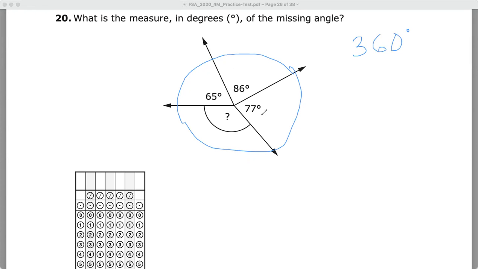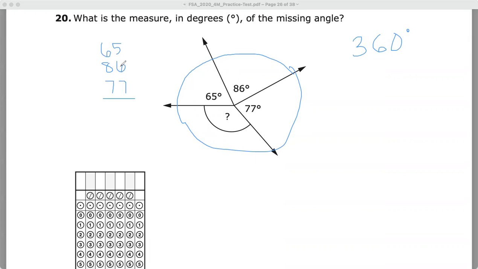All 4 of the degrees have to add up to 360. So you could add up the 3 that we know and subtract it from 360, or you could subtract them one by one. It doesn't matter, you'll get to the answer either way. So I'm going to add up all 3 and then subtract. So we have 65, 86, and 77.